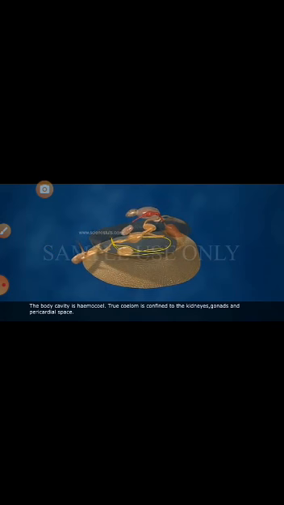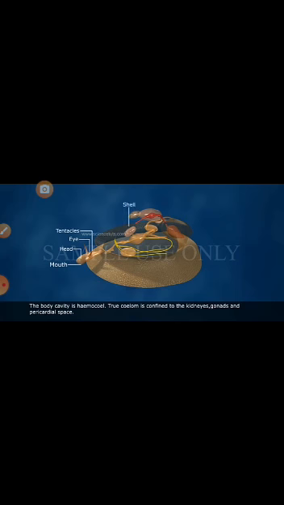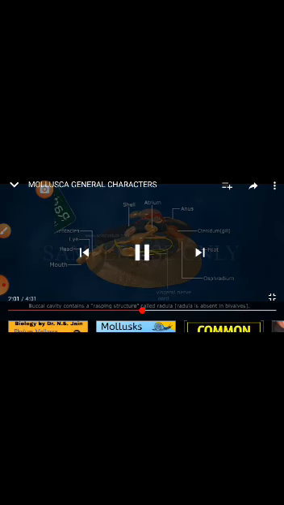The body cavity is hemocele. True coelom is confined to the kidneys, gonads, and pericardial space. Buccal cavity contains. Just have a look at the mouth. You can see where the mouth is located. This is the anterior end, okay?